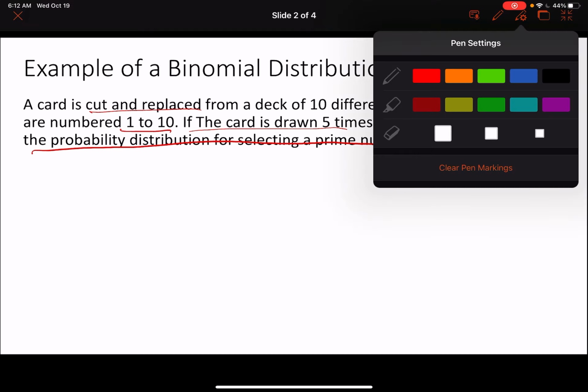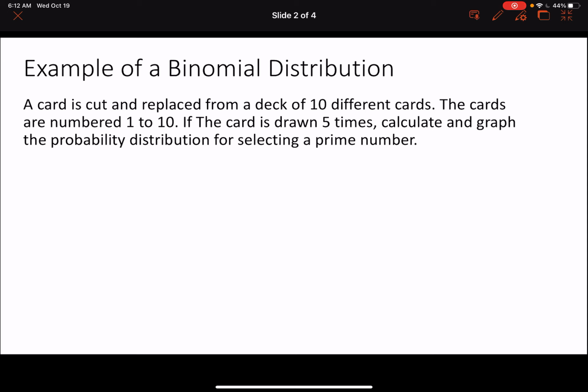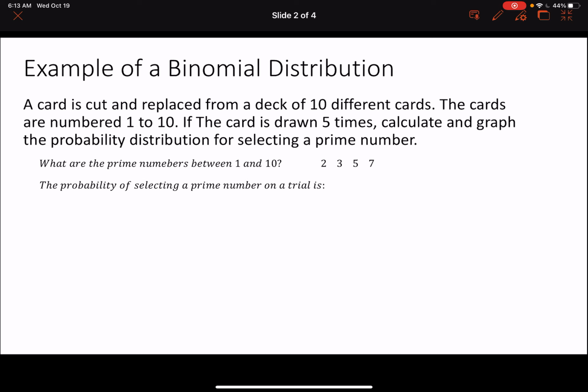So here we have a situation where we have a prime number. We're gonna select, and a success is defined as selecting a prime number. So we can define it as success or failure, right? There's two possibilities. Either I get a prime number or I don't. So what are the prime numbers from 1 to 10? So we got to calculate the probability on a single trial of getting a prime number. So my prime numbers are 2, 3, 5, and 7. Okay, it's not 4, it's not 6, because 3 times 2 is 6. Anyway, it's not 8 or 9.